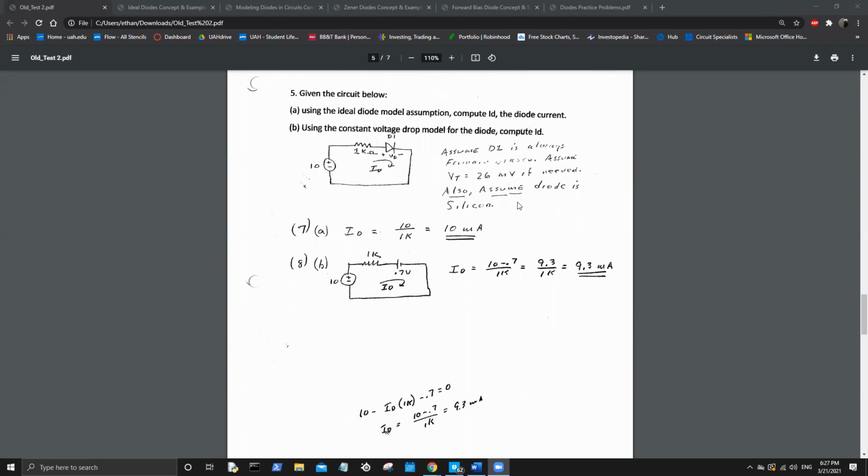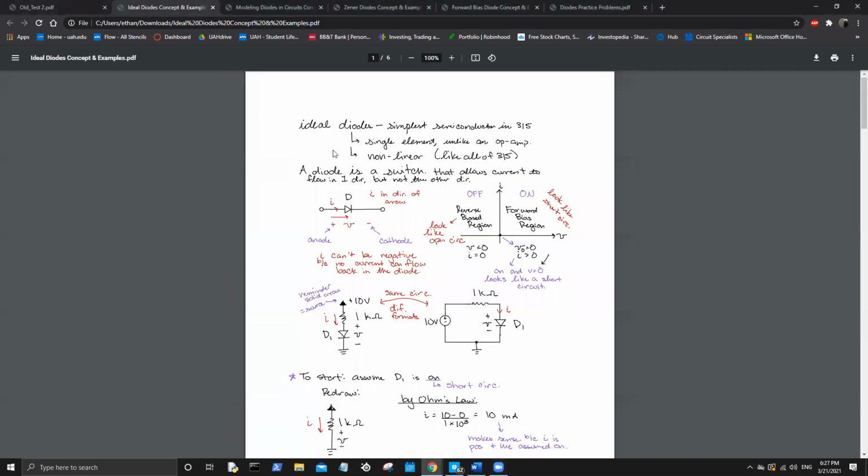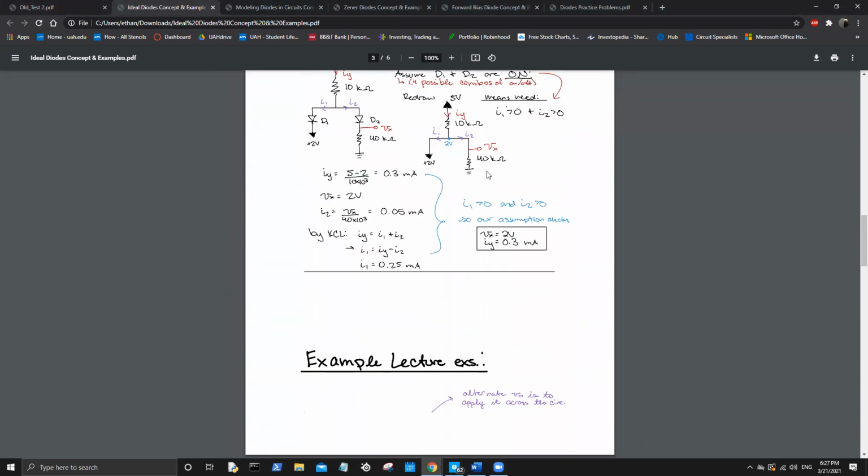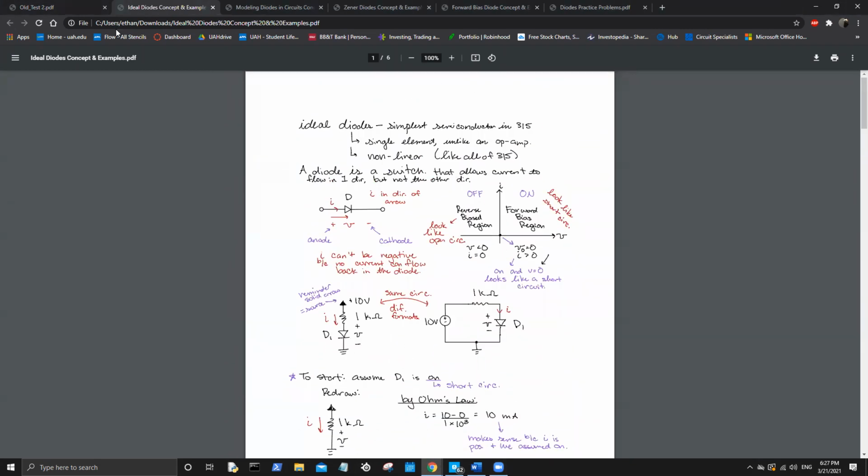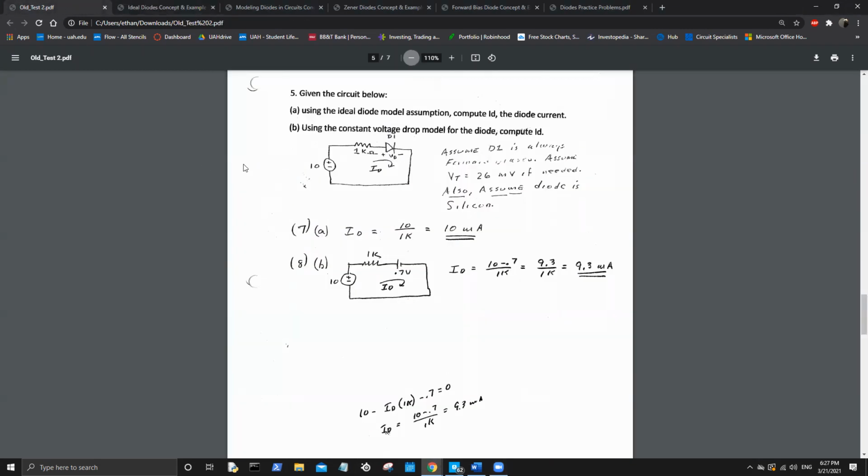There you go. Legend. All right, now we're on number 5, which is: given the circuit below, using an ideal diode model assumption, which is all of this. Now, if these were questions on the test, would the drawing come with it? Unfortunately, no. You need to understand through a question.